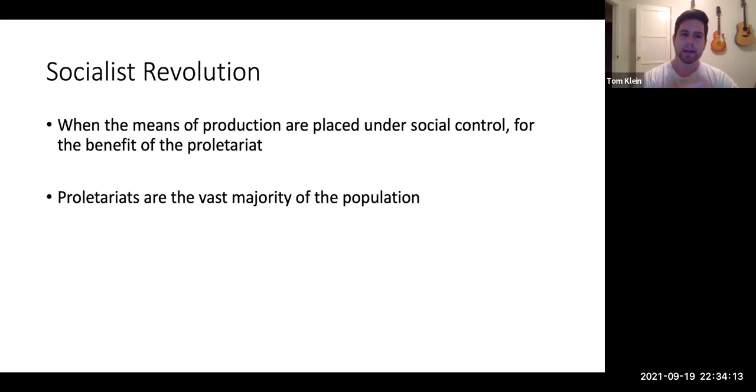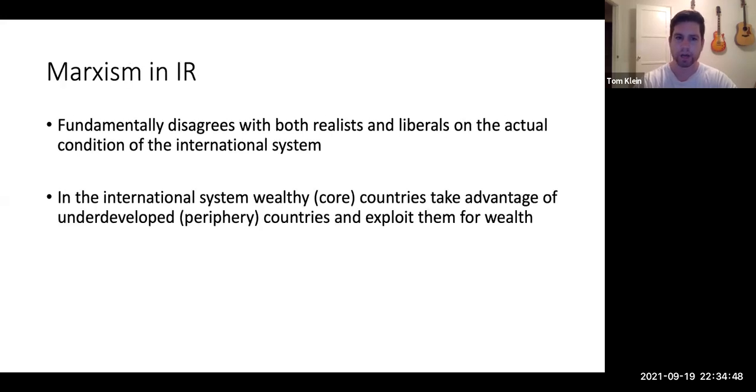So I mentioned the socialist revolutions. This will happen when the means of production are placed under social control for the benefit of the proletariat. So the people will own the means of production. Instead of the bourgeoisie owning production, it will be owned by the people, which ultimately is the government. The government are the people. And proletariats, the working class, the exploited, as Marx might say, are the vast majority of the population. It's just a matter of mobilizing them into a vanguard of the proletariat to seize the means of production.